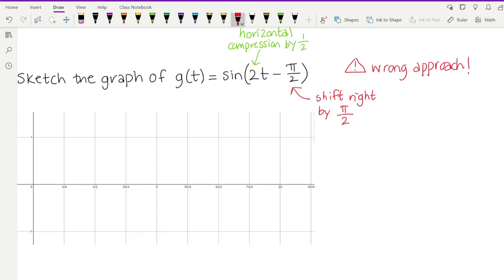So if we're shifting to the right by pi over 2, that means that the cycle would begin at pi over 2 instead of at 0, so it would be like here. And then we're compressing by a half, so that would mean that the period is pi instead of 2 pi, right? So the end of the cycle would be at 3 pi over 2, because that's pi over 2 plus pi. And so, as usual, I'll just fill out the general shape of the sine graph and see that it looks like this.